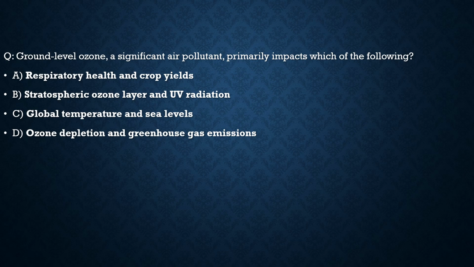Option B, stratosphere, ozone layer and UV radiation? No. Option C, global temperatures and sea level. It may impact global temperature but least impact on sea level. So option C is somehow correct but not that correct. Option D, ozone depletion and greenhouse gas emission. Nothing to do with ozone depletion but may lead to greenhouse gas emissions. So option D is also incorrect. So with respect to this question, the correct answer is option A, which is respiratory health and crop yields.